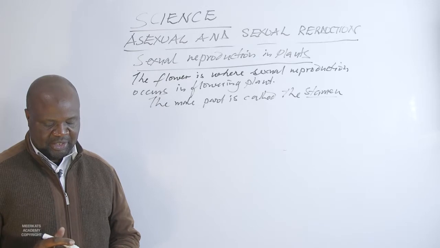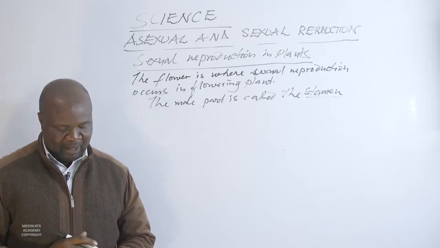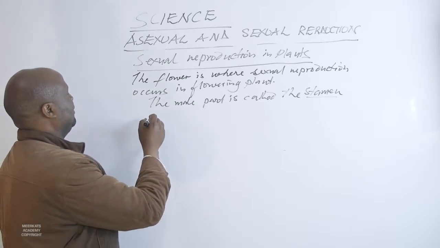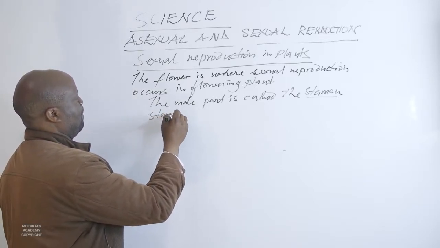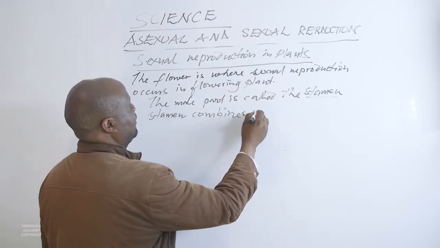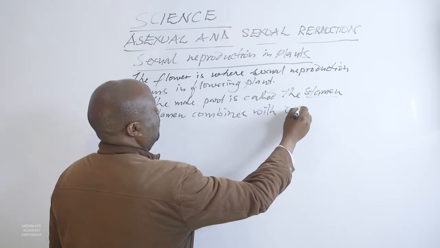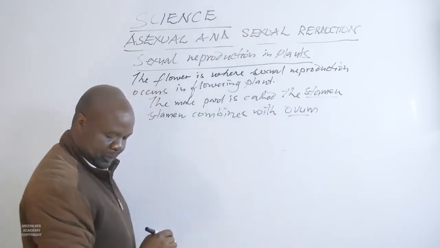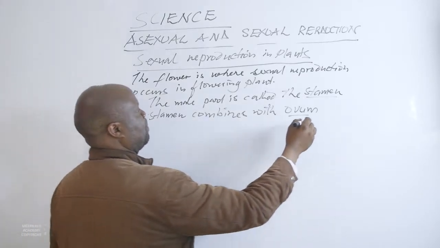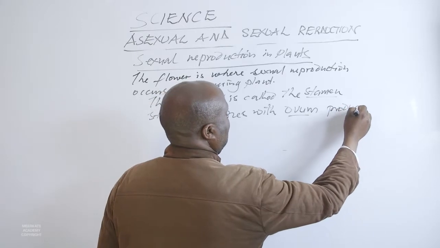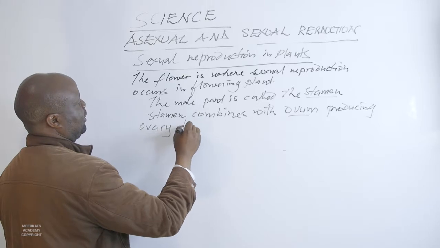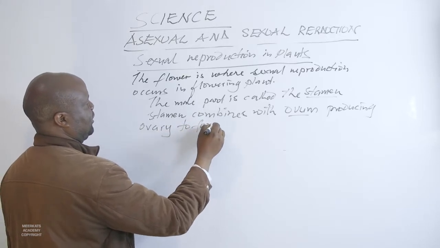The male part, the stamen, produces pollen that combines with the ovum. It combines with the ovum, producing ovary to form a seed.